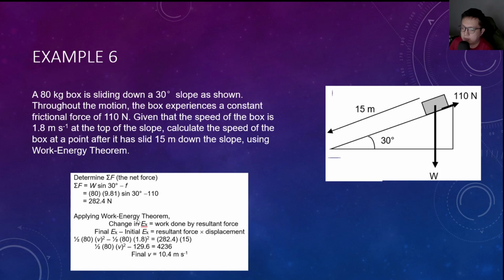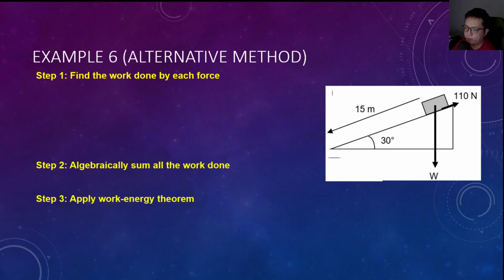Then after that you just apply the work energy theorem, which is that the change in kinetic energy is the work done by the resultant force. So if you write this out, the work done here is 282.4 times 15, and the change in kinetic energy is half 80 v squared minus half 80 1.8 squared, where 1.8 is the initial velocity. Do the math, you get a final v of 10.4 meters per second. Personally, I don't really like this method because I think this step is not so intuitive to get. Let me show you what we can do using another approach.